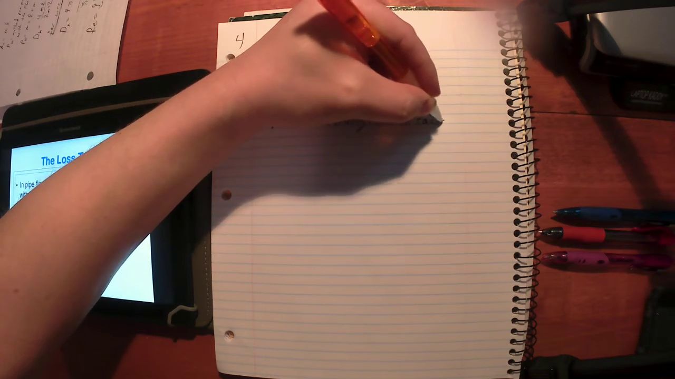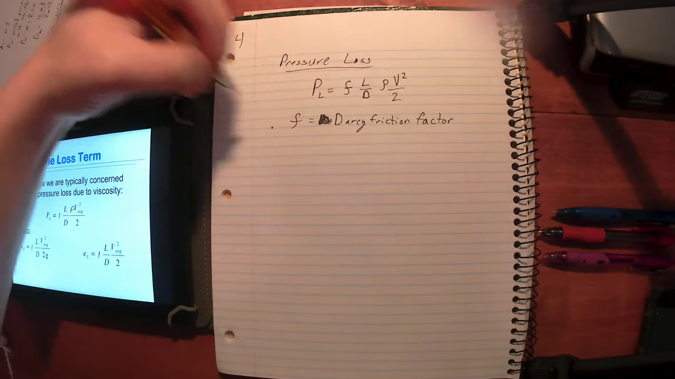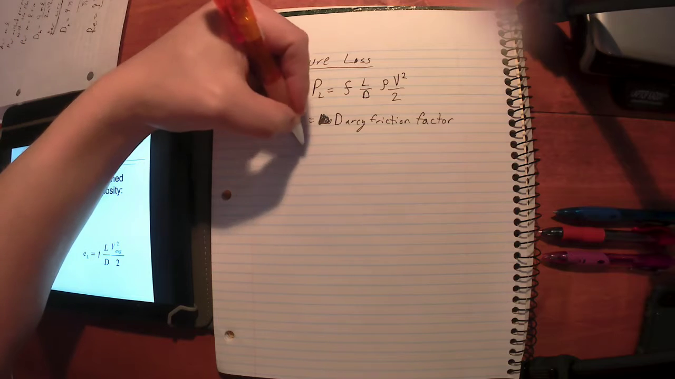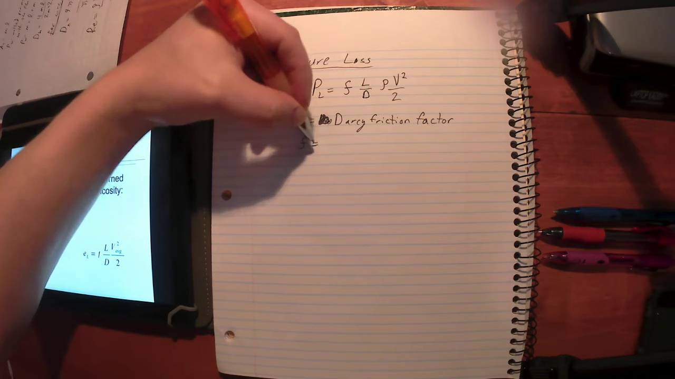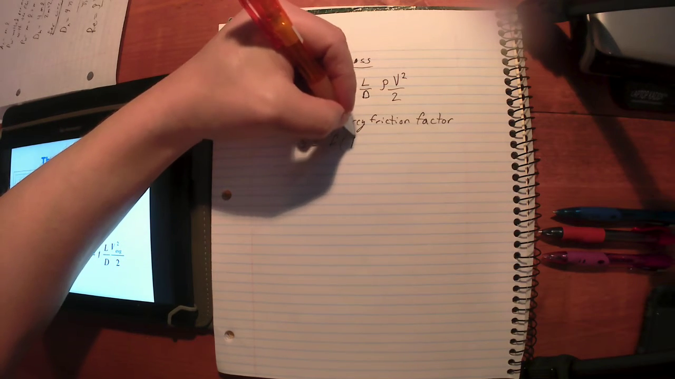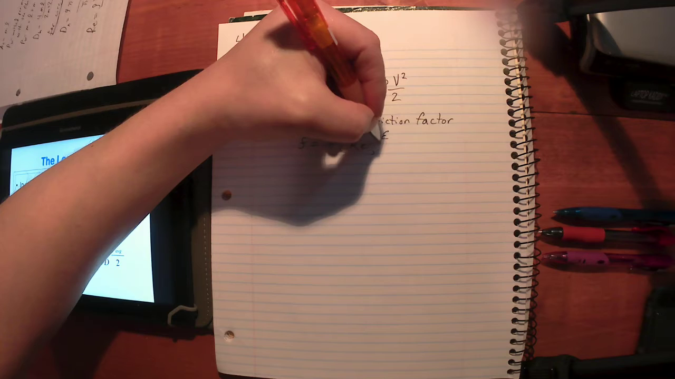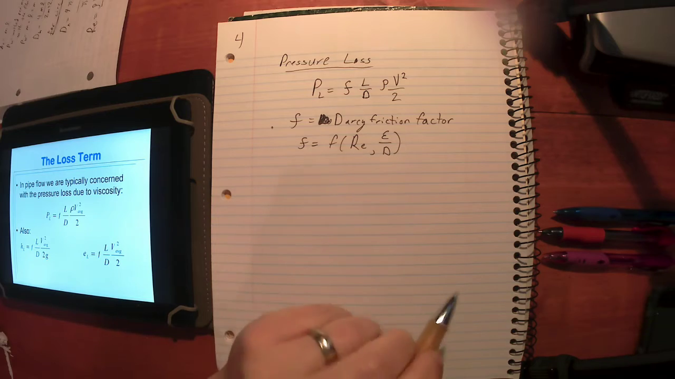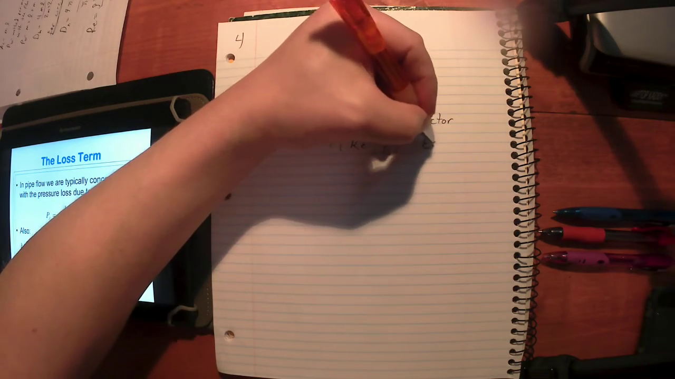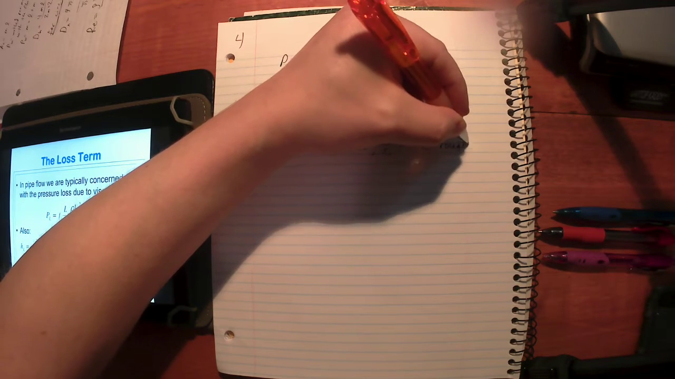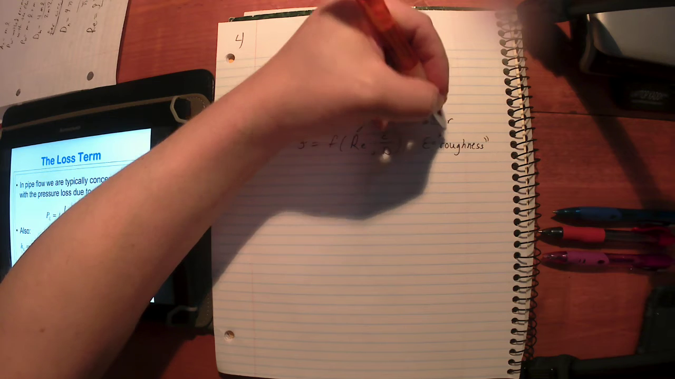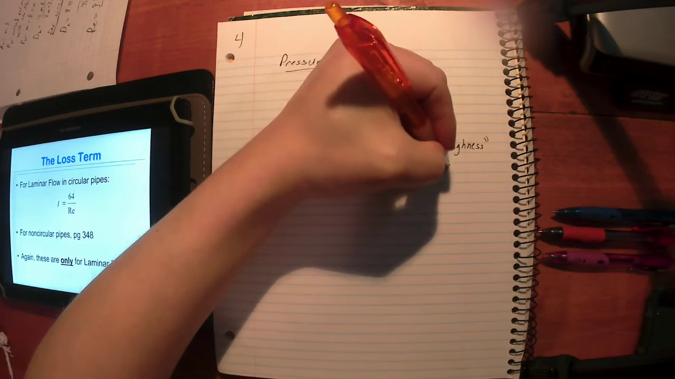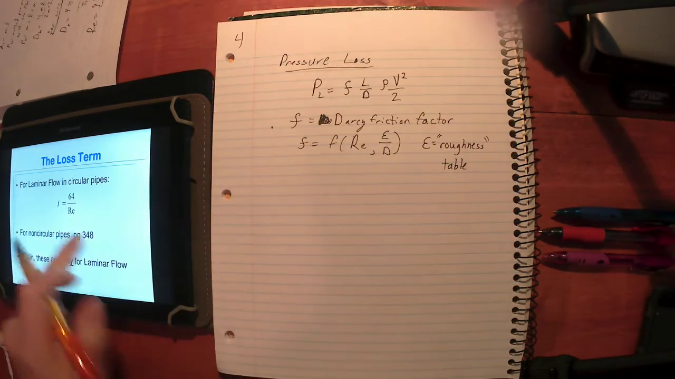I am not familiar with Darcy. You'd have to go look him up. I can't give you cool stories about him. I don't know much about him, but we name this dimensionless quantity the F value for Darcy. It is a function of the Reynolds number and a quantity we call the relative roughness of the conduit. This epsilon value, epsilon is the roughness, if you will. How smooth or not smooth is the pipe. And that's just a quantity we look up in a table.